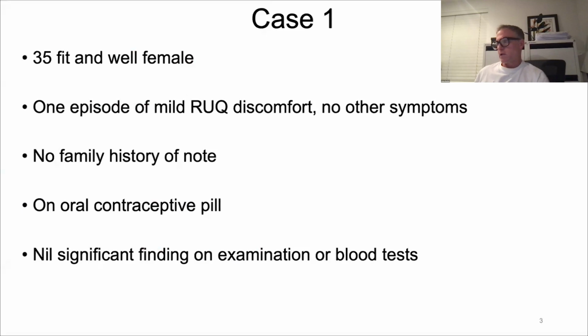The first case is probably seen by a lot of us. It relates to a 35-year-old fit and well female, who has had one episode of right upper quadrant pain, no other symptoms whatsoever, no family history, and has been on the oral contraceptive pill in the past. Examination revealed nothing of note, nor did the blood tests. So what's the next test which most of us will do? Well, it's an ultrasound scan.